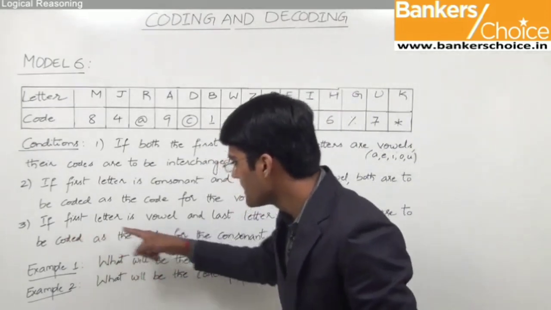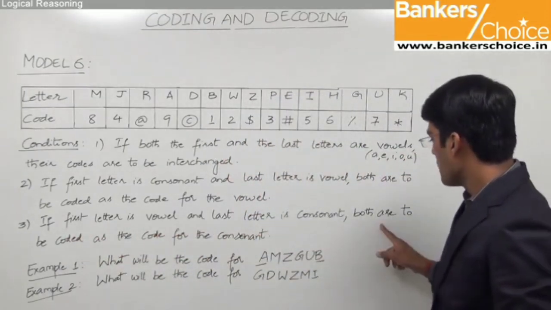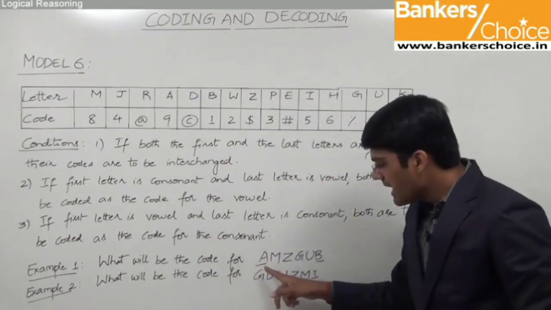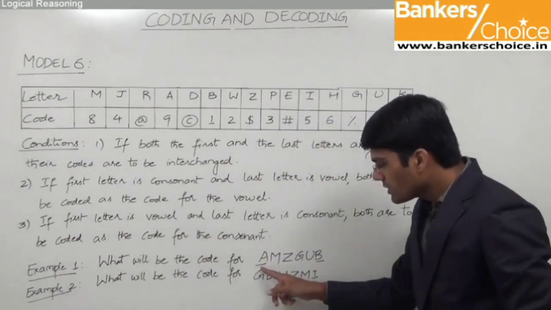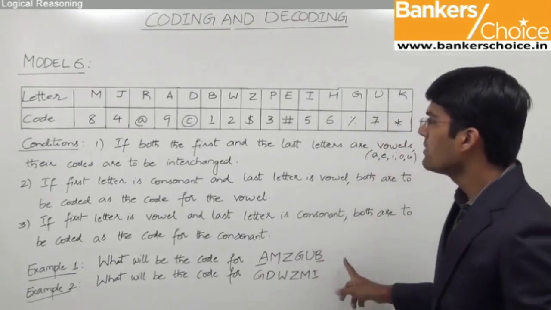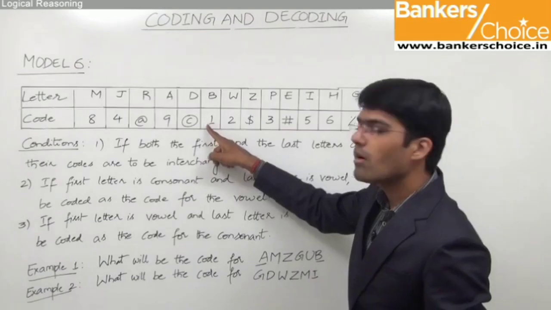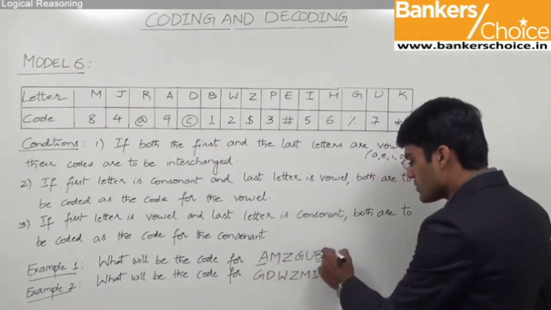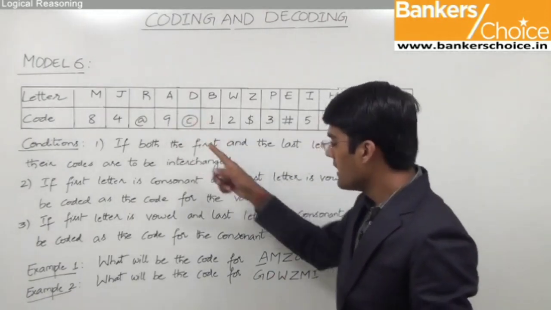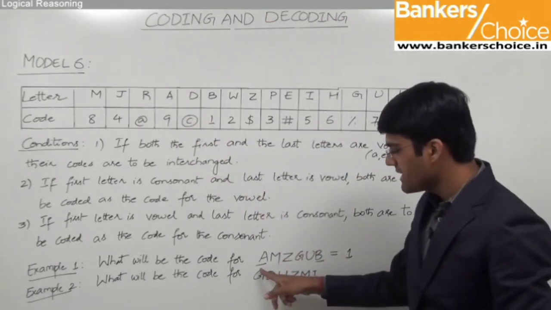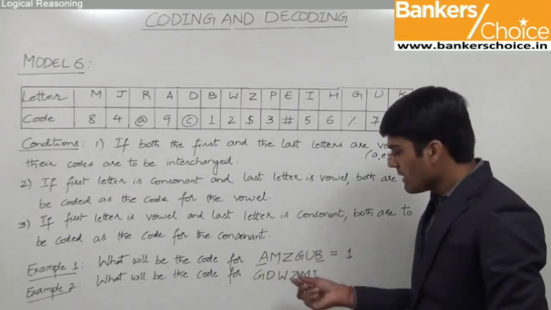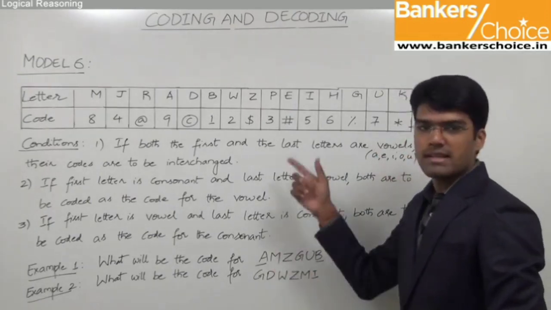That is, if the first letter is a vowel and the last letter is a consonant, both are to be coded as the code for the consonant. That means A and B both must be coded as the code for the consonant B only. So let us find out the code for the consonant B, that is nothing but 1. So we can say that A should be taken as 1. Though the code for A is 9, here we have to take it as 1 because the condition says when the first letter is a vowel and the last letter is a consonant, both are 1. For the remaining letters, we need to take the codes as given in the table.